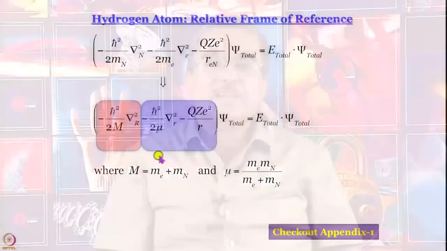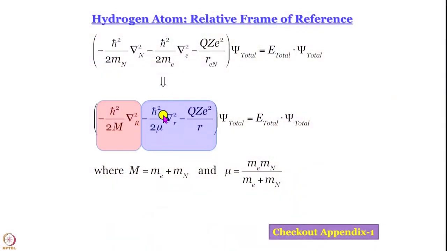Please remember, relative coordinate means how the electron is moving, or what is the situation of the electron with respect to the nucleus. So, the second term gives us the kinetic energy term in the Hamiltonian for the motion of the electron with respect to the nucleus. Third term, minus q z square by r. R, remember, is the separation between electron and nucleus. So, minus q z square by r obviously is, well, it always has been throughout the discussion, the potential energy for interaction of the electron with the nucleus.